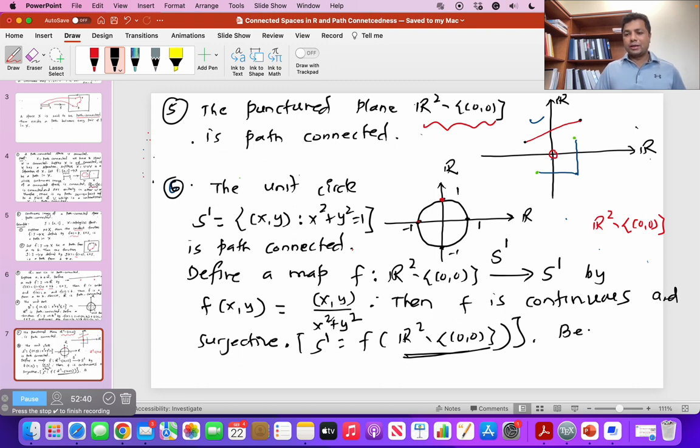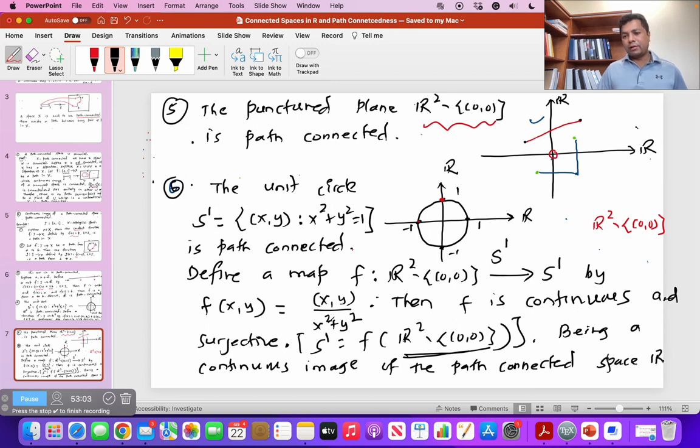So you can write it down like this: being a continuous image of a path connected space. Our path connected space is that punctured plane.